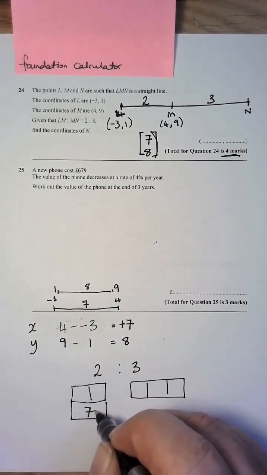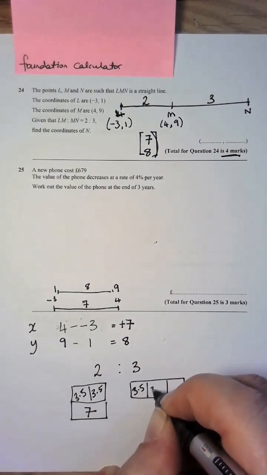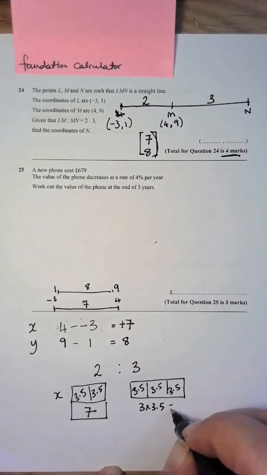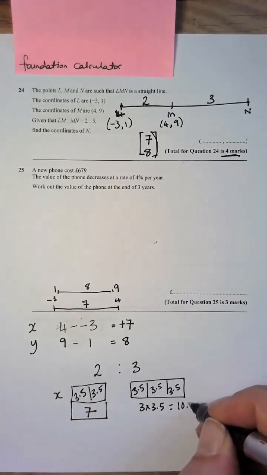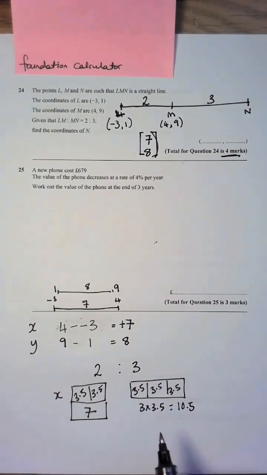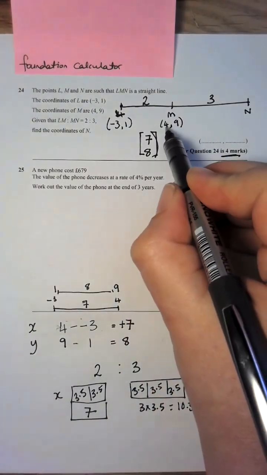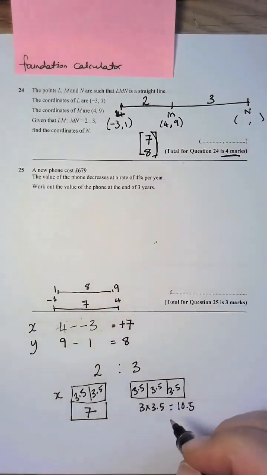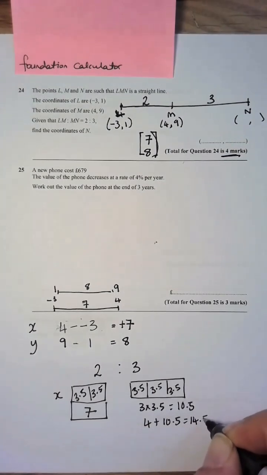This 2 for my X's is 7. So each of those boxes for my X's is 3.5. This is my X's. So 3 multiplied by 3.5 is 10.5. So this is the movement. I'm sure there's a simpler way of doing it. This is the movement of going from the x here to the x at N. So I'm going 4 and I'm adding 10.5, which gives me 14.5.